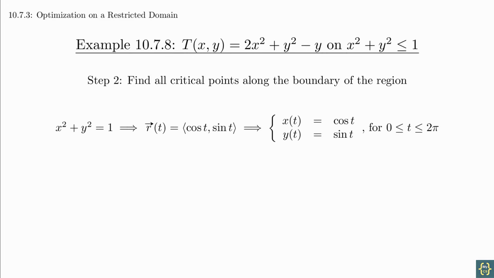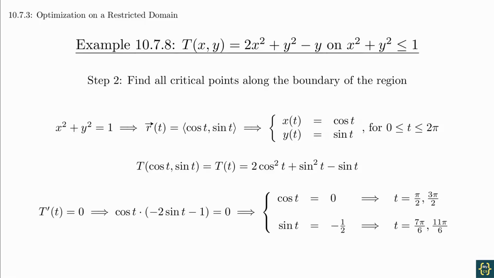We know that we can use r of t is equal to cosine t, sine t for t between 0 and 2 pi. So we plug this into the function capital T to turn this into a function of a single variable. And for this we can just use our single variable calculus skills. Taking the derivative and setting it equal to 0 gives us the equation cosine of t times negative 2 sine t minus 1 is equal to 0.